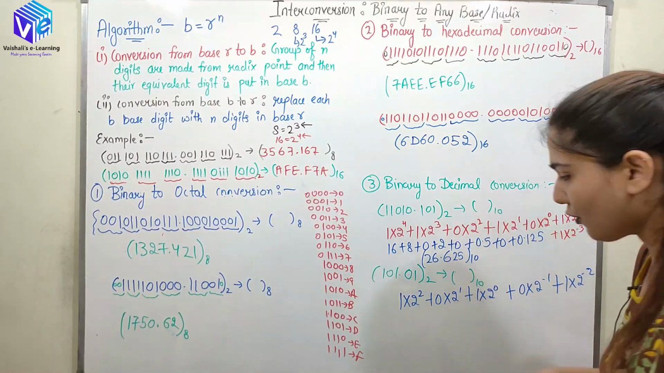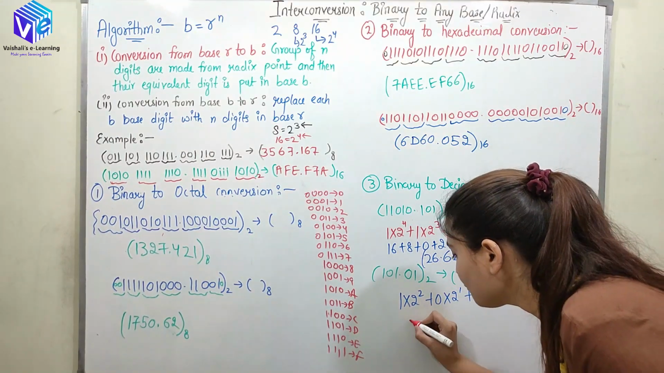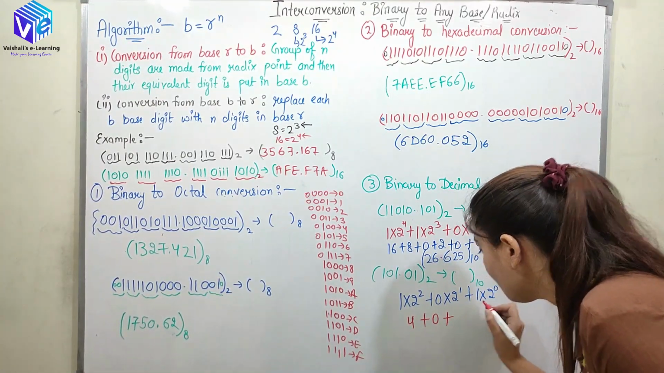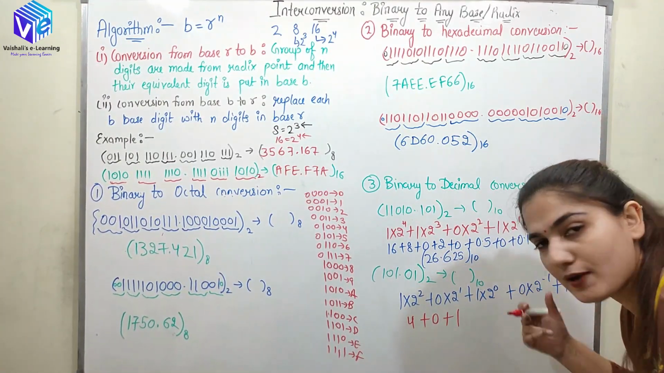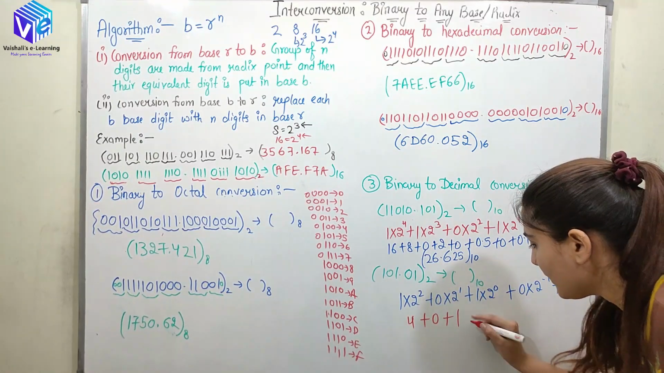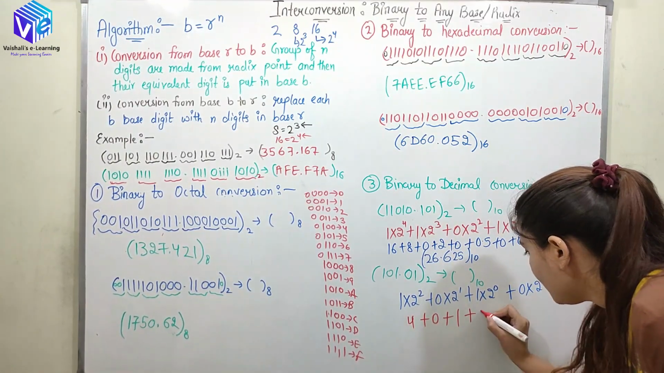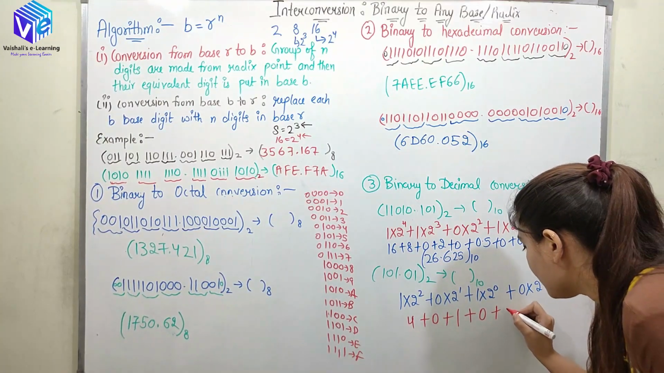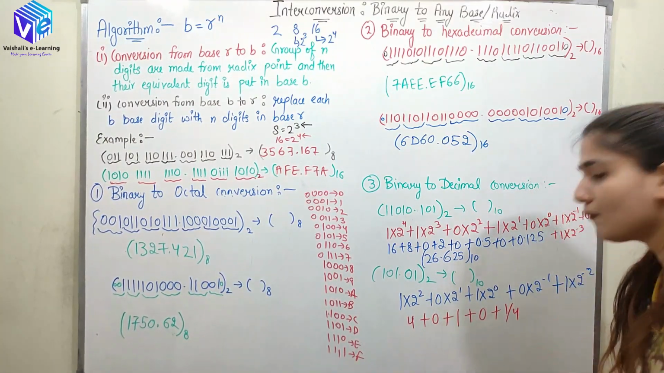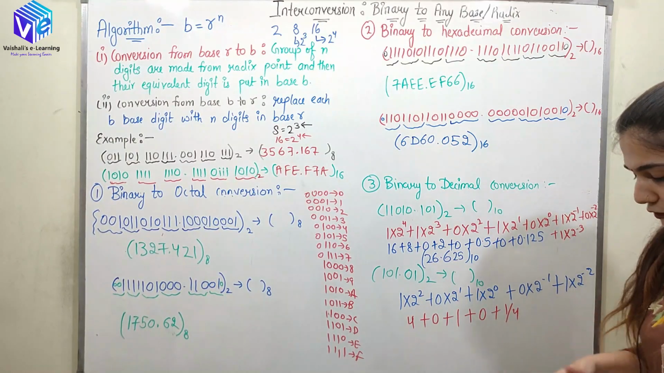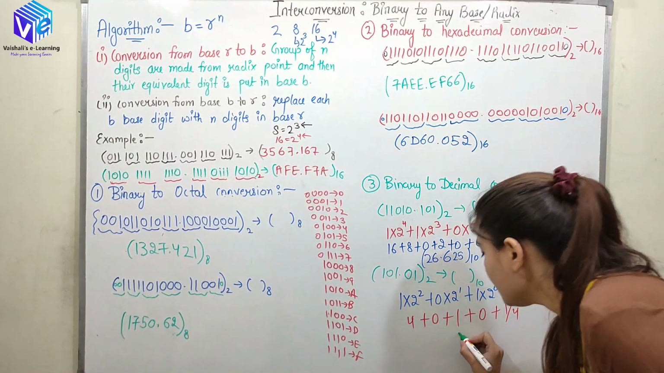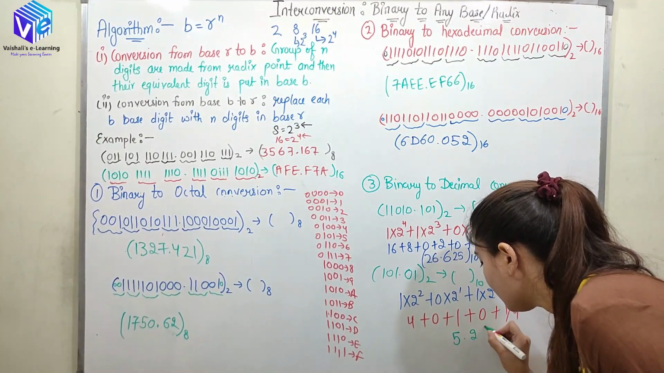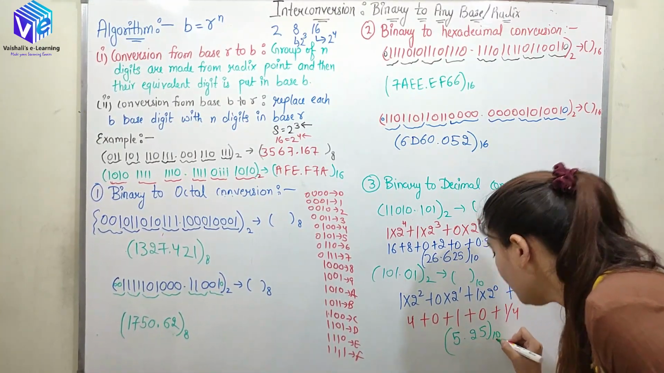Now let's put all of the values. 1 into 2 squared would be 4, plus 0 into something would be 0. 2 raised to power 0 is 1, so 1 into 1 would be 1. Plus 0 into something would be 0. And 1 into 2 raised to power minus 2 is 1 upon 4, which is 0.25, right? Now we can add all of these things, so it would be 5.25. This is how I can convert this number into decimal.